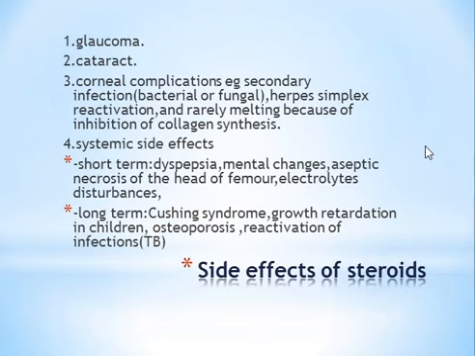In general, these are the systemic and ocular side effects: ocular, glaucoma, cataract and corneal complications, and systemic such as dyslipidemia, mental changes, aseptic necrosis of the head of the femur, electrolyte disturbance, Cushing syndrome as a long-term use, growth retardation, corticoadrenal suppression, reactivation of TB and osteoporosis.